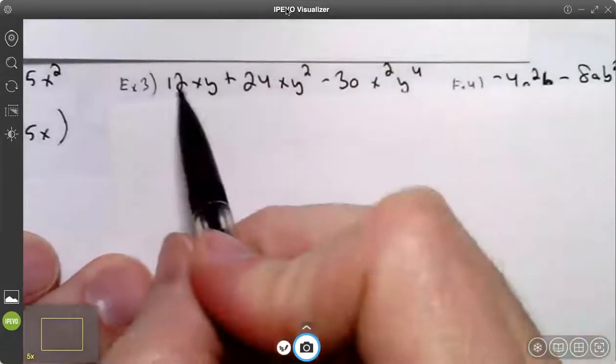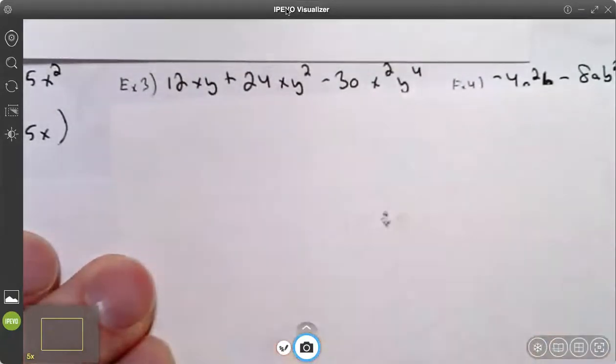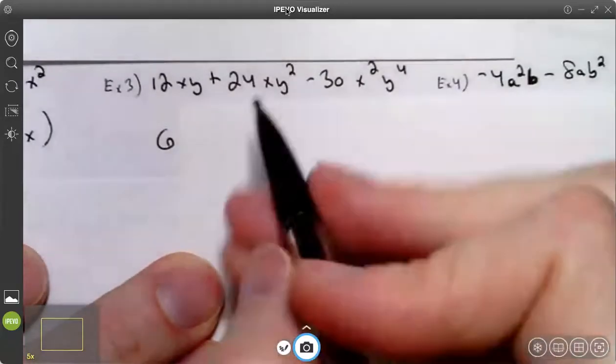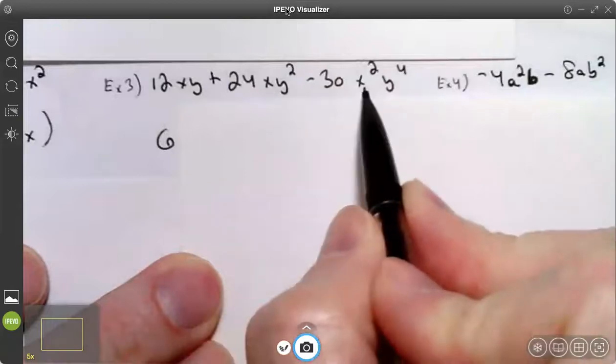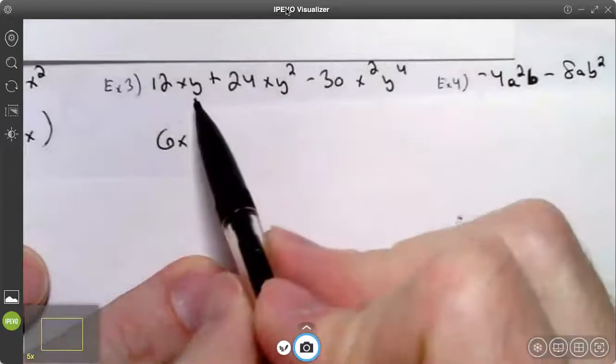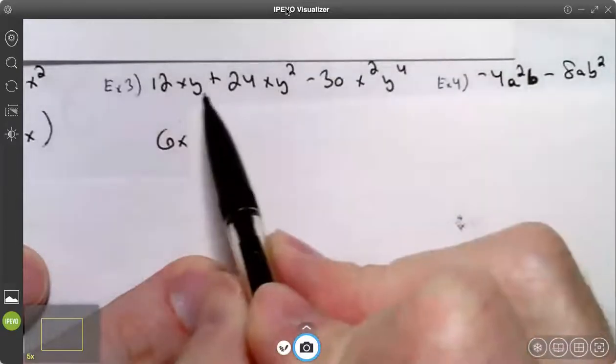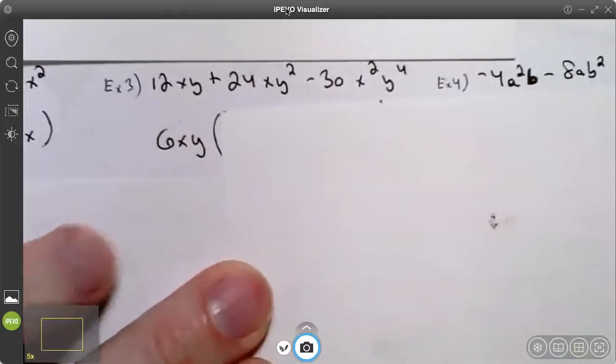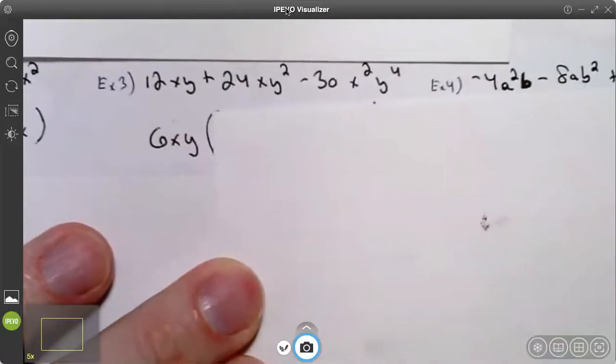6 will go into here twice, here 4 times, and here 5 times. So let's factor the 6 out. Now let's look at our x's. I have 1 here, 2 here. So I can factor 1x out. And on the y's, I have 1, 2, and 4. Because this one only has 1, the most y's I can factor out is 1. My greatest common factor is 6xy.